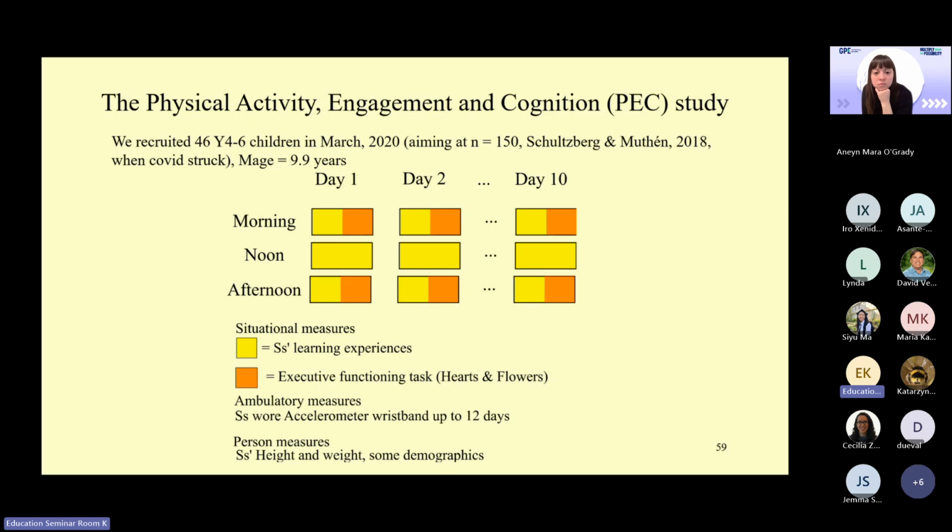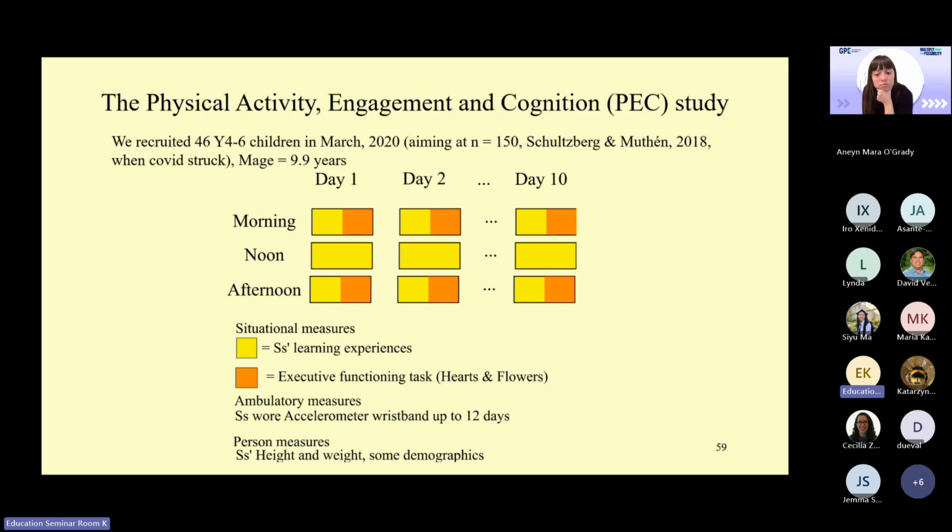We started up 2 weeks before COVID hit the schools in 2020. So we got a sample, quite a small sample, rather than the anticipated one of around 150. So we also spent quite a lot on methodological learning. So how do you model when you have quite a small sample at the between level? And there are ways to get that as well.